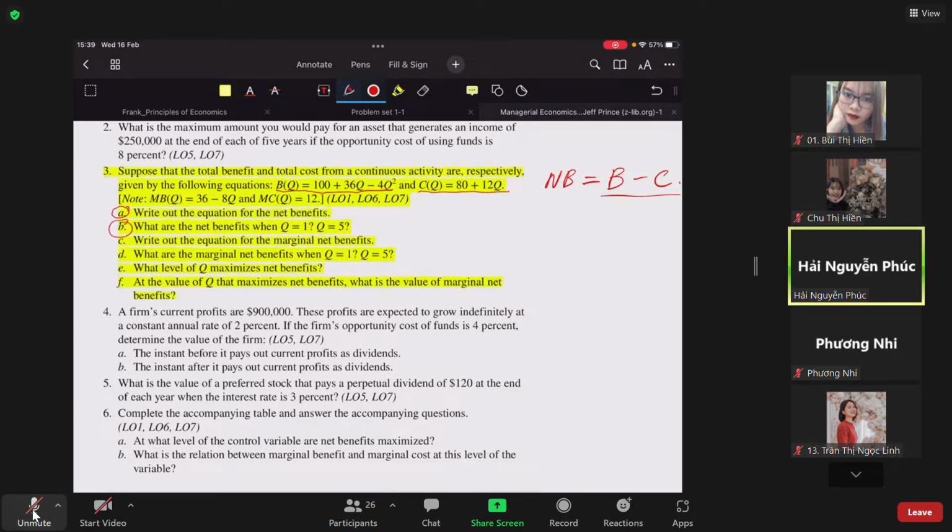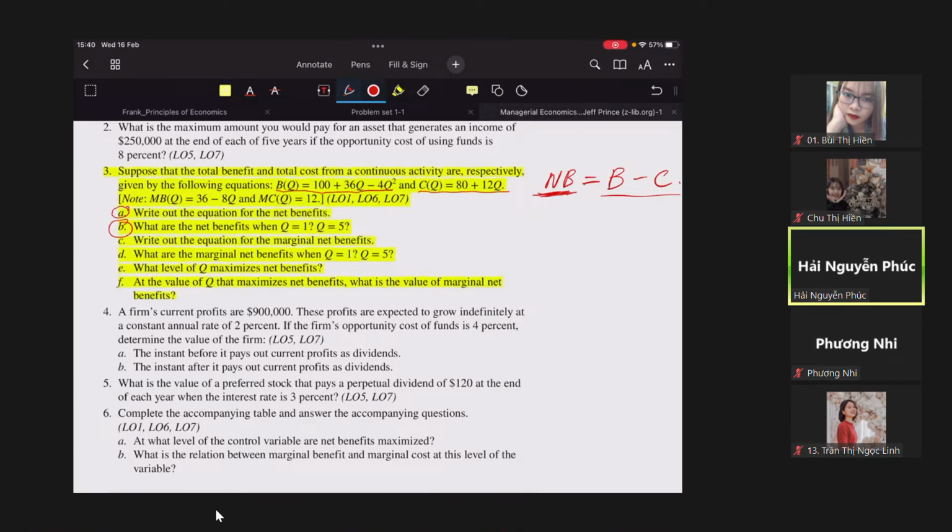So for question B, you can see that it is pretty simple. If you can derive the net benefit function, they ask you what the net benefit is when Q equals 1 and Q equals 5. So if we plug in the information for Q equals 1 and Q equals 5 into the net benefit function, we can easily get the answer for this question.